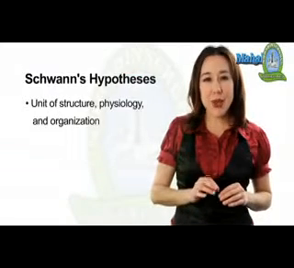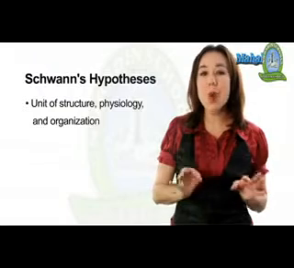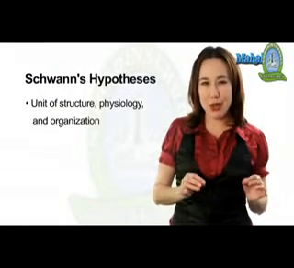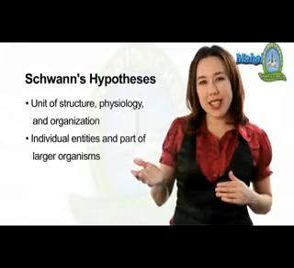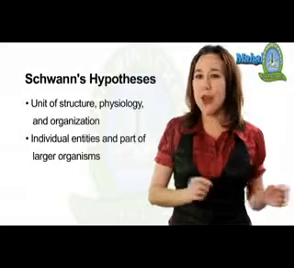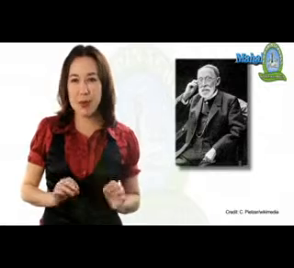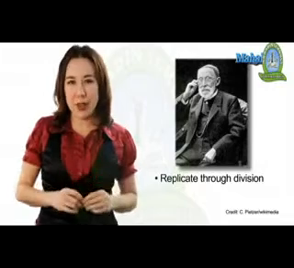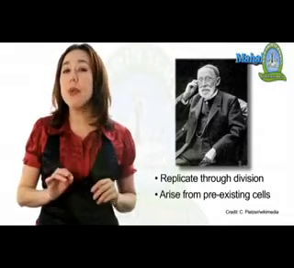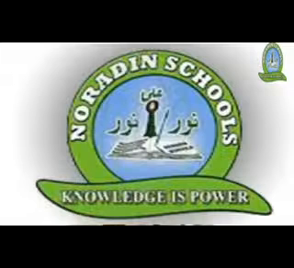In his book, Schwann laid out three hypotheses, two of which were actually correct. One, that cells were the unit of structure, physiology, and organization of living organisms. And two, that cells had a dual existence: they were an individual entity, but also building blocks of larger organisms. Rudolf Virchow would then add an integral piece to the puzzle with his observation that cells replicated themselves through division, and he added to the cell theory that all cells arise from pre-existing cells. It's important to note that the cell theory predates many large advances in biology.